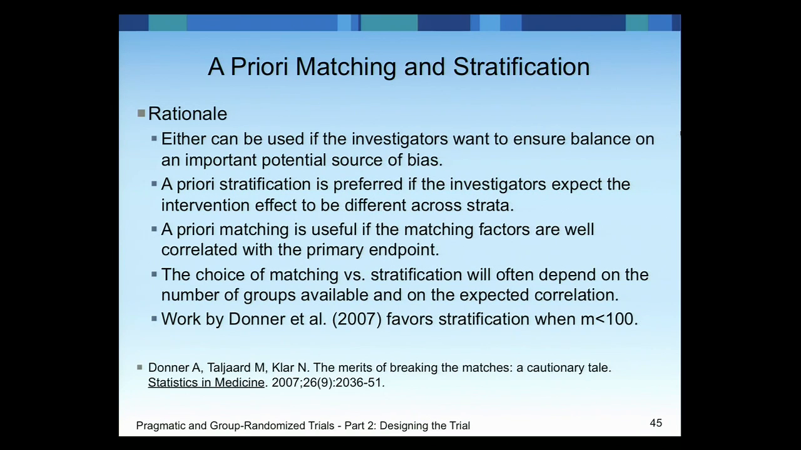A priori matching and stratification I want to talk about because it's very important in group randomized trials. You can use either if you want to ensure balance on important potential confounders or potential sources of bias. A priori stratification is preferred if you're interested in differential effects across the levels of the stratification factor.